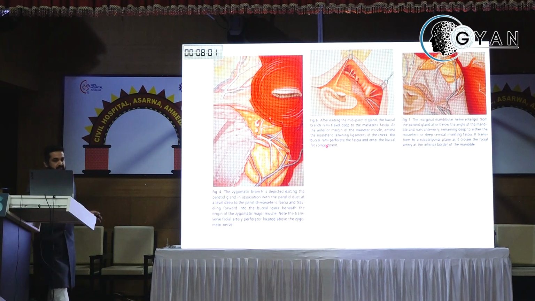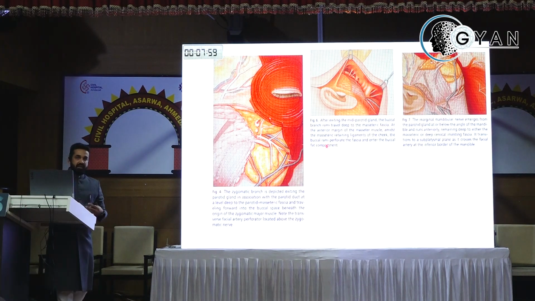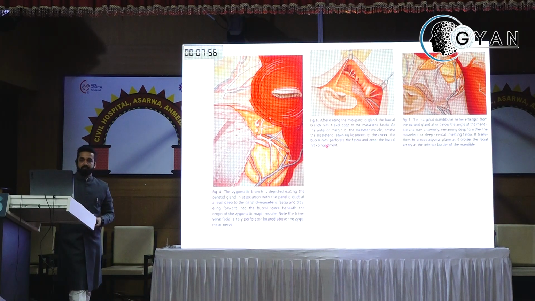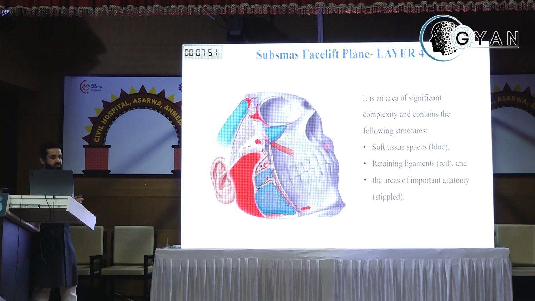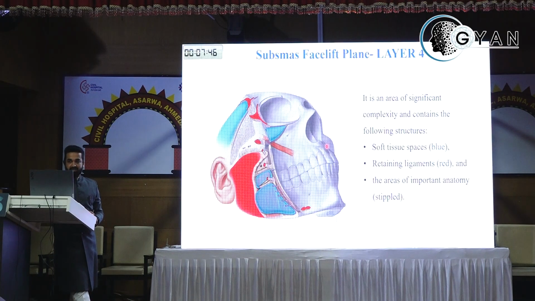You can depict the course around the parotid gland. We are not getting into the details of it because it will be taken later. So we'll be getting into different types of layers. So reaching down to layer 4, that is the SMAS layer. It is a complex area. You would see that there are soft tissue spaces, which I have already mentioned. And these retaining ligaments are, you can say, the adherence of the SMAS layer over the muscle. So this is like the parotid-masseteric fascia, which is tightly adherent on the muscle area, right?